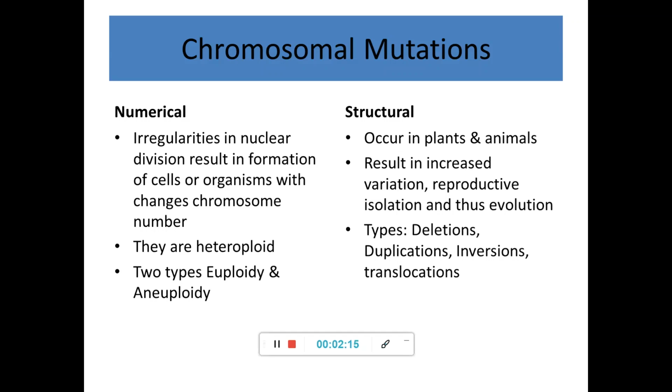Now, the structural variations due to chromosomal mutations can occur in both plants and animals, and they result in increased variation, reproductive isolation, and thus evolution. There are different types of structural variations such as deletions, duplications, inversions, and translocations. Now you might think, we had already spoken about deletions, duplications, inversions, etc. in the case of genes. In the case of chromosomes, the same theory applies here, but it would be on a much higher scale, that is in the chromosome, rather than occurring in a gene.